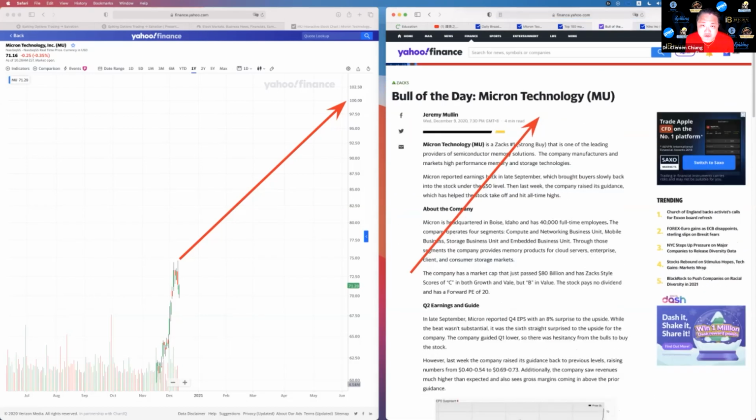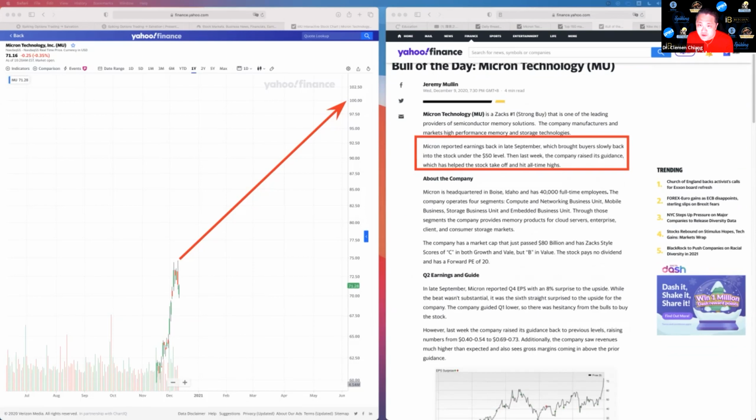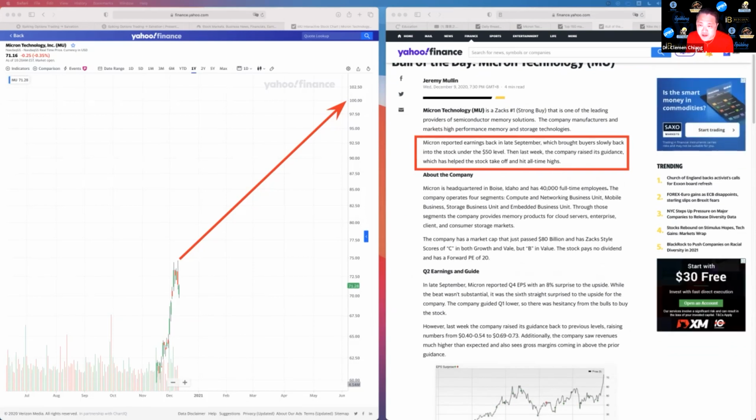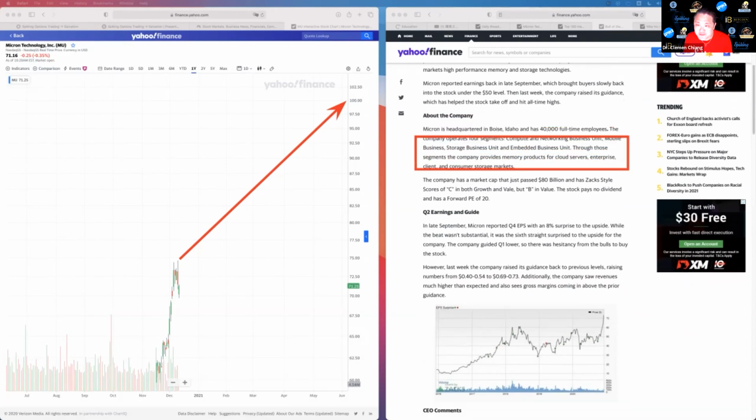Because right now, we are looking for the ultimate reason already. We are very focused right now. It's one of the leading providers of semiconductor memory solutions. Manufactures and markets high performance memory and storage technologies. All right. So from here, remember, $50. Their standard average price is about $50. You must be very sensitive when you see any price target. So the company raised its guidance. Last week only. Damn it. Raised guidance, which has helped the stock to take off and hit all-time high. That's the reason why it's all-time high. They have raised their guidance. 40,000 employees, very good. Market cap 80 billion.